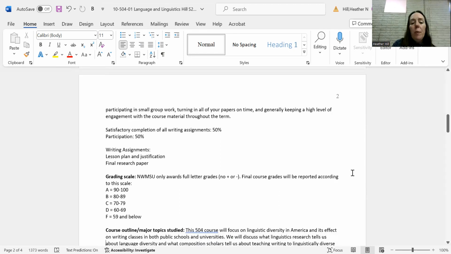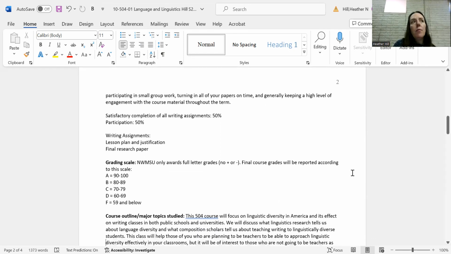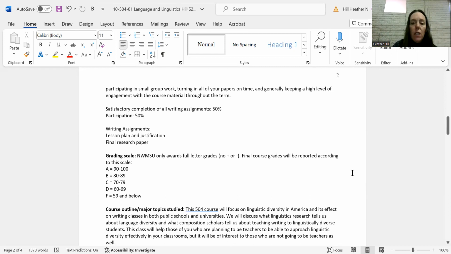And then there's a final research paper, where you take one of the topics we've been talking about and explore it more, find other outside research to add into that, and things like that. So simple, not simple, but straightforward anyway. Assignments.